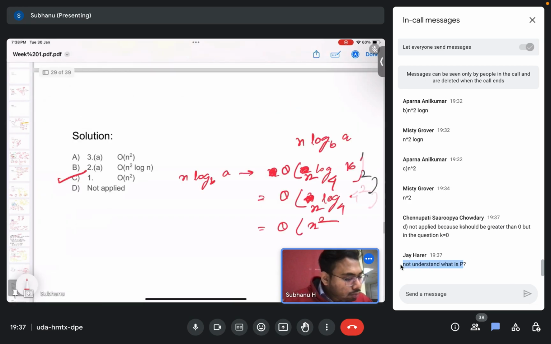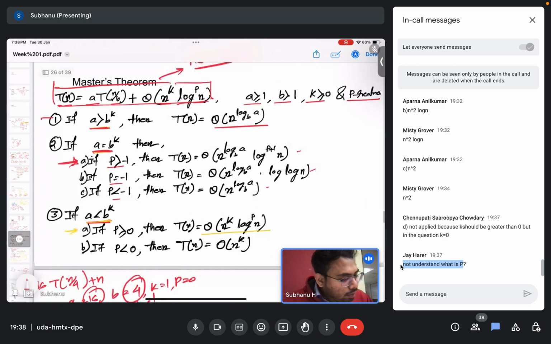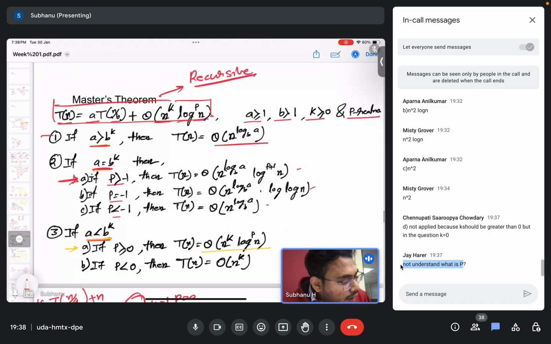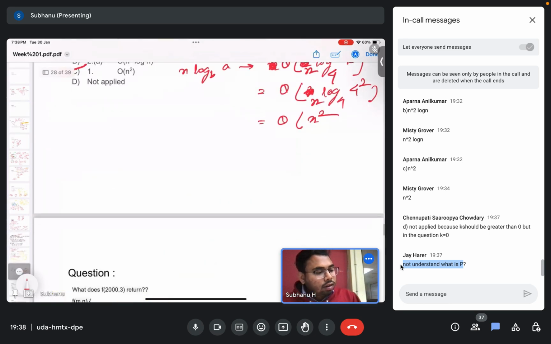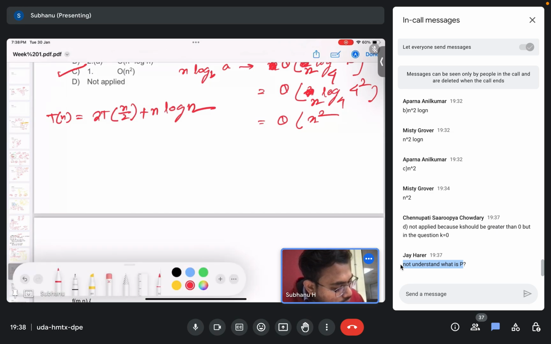Like this, this type of question, if you don't understand what p is: p is basically the power in n to the power k log to the power p of n. Maybe I can give you an example. Suppose T(n) is equal to 2T(n/2) plus n log n. Then what will be your a? a will be 2, and this 2 will be your b.